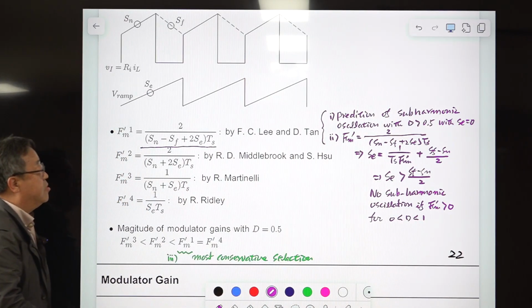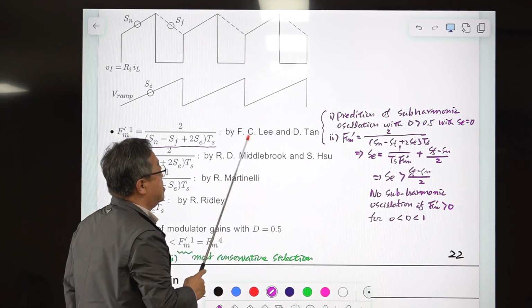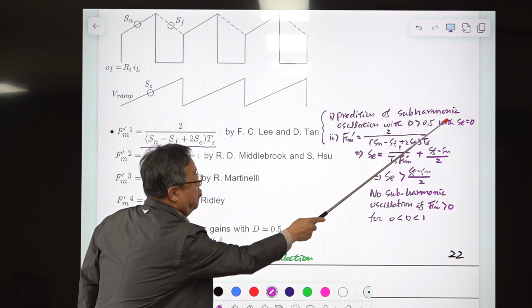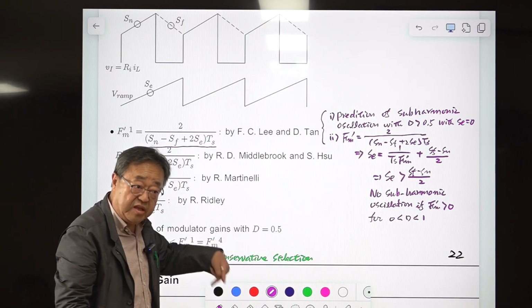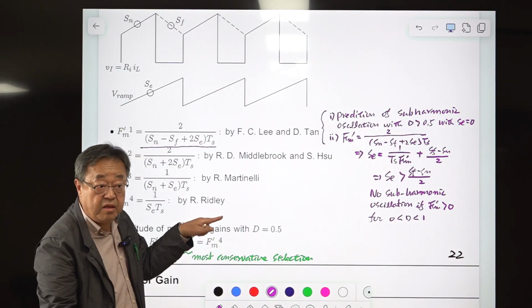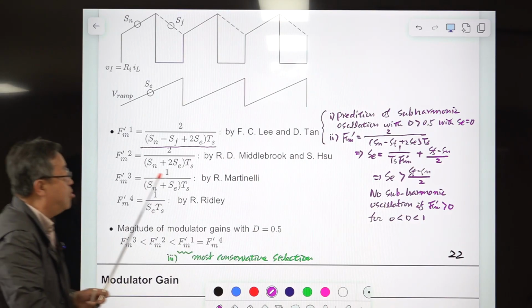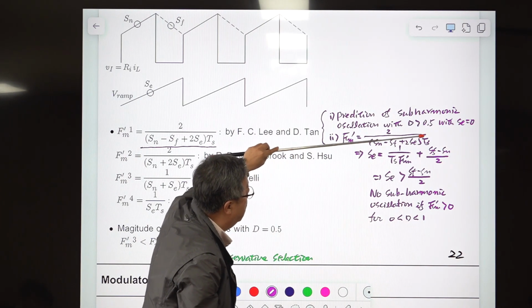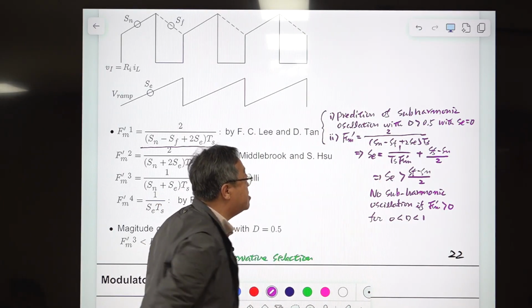And another more important thing is what I already explained. This can predict the oscillation of this one, subharmonic oscillation without the stabilizing ramp, when the duty ratio is 0.5. It generates the negative sign, so it becomes positive feedback, and the system becomes unstable, right? And more importantly, you rearrange this. This is the same expression, and I moved this SE to this side and put everything else on the right-hand side. Then you have this.